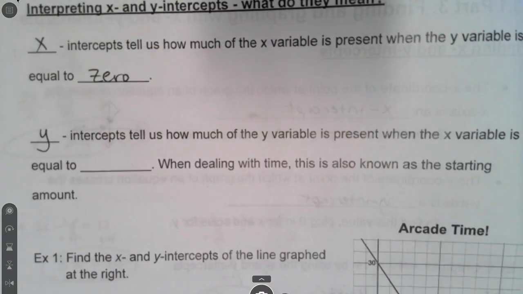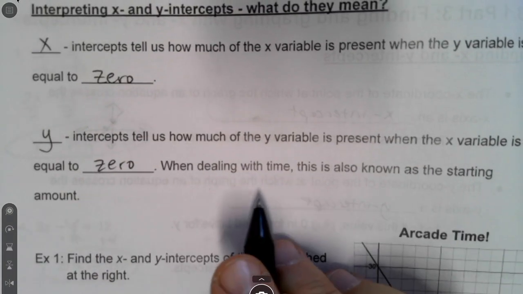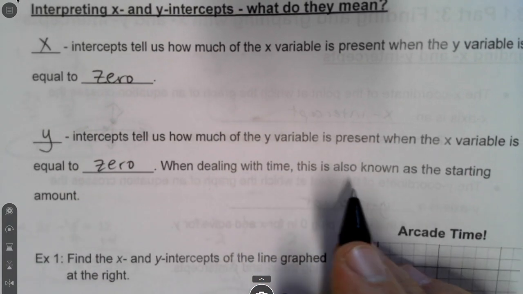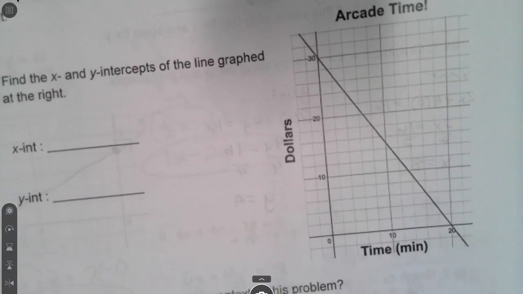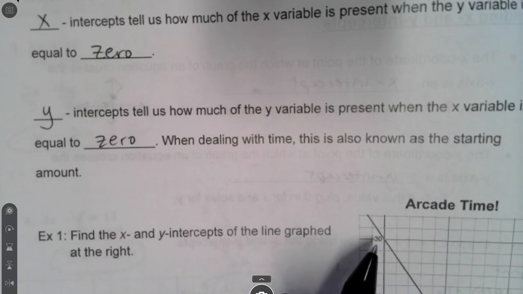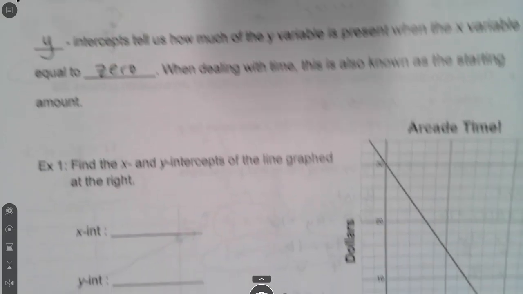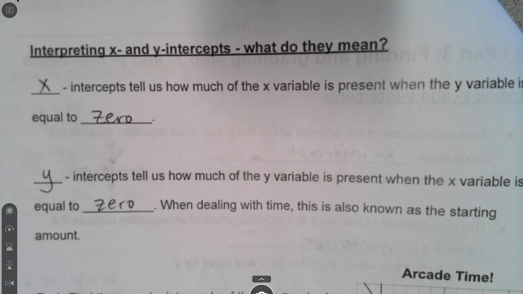Y-intercepts tell us how much of the y variable is present when the x variable is equal to 0. When you're dealing with time, this is also known as the starting amount. If we're looking at something over time like we are here, the y-intercept tells you how much we started with. Make sure you guys got these. I'll pause there for a moment.